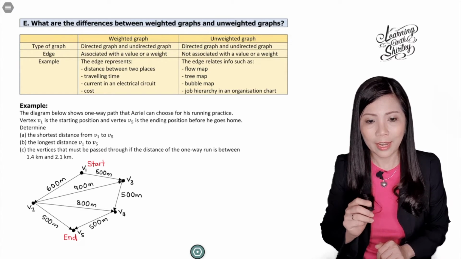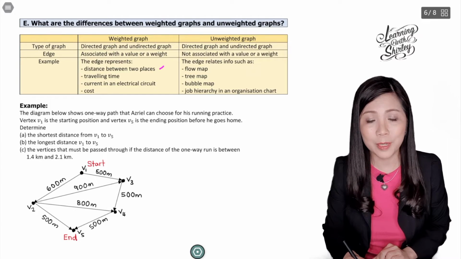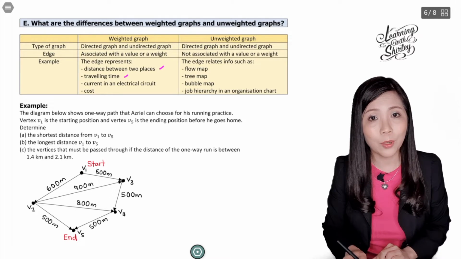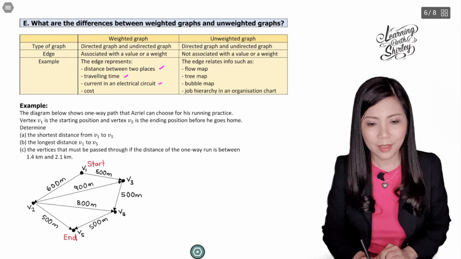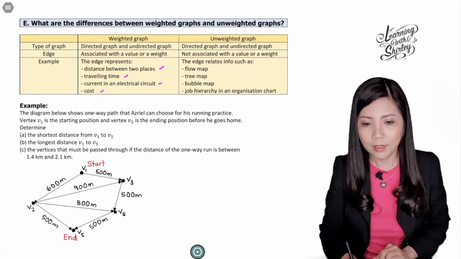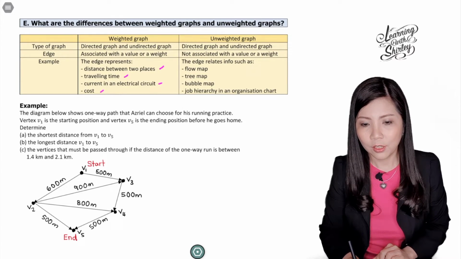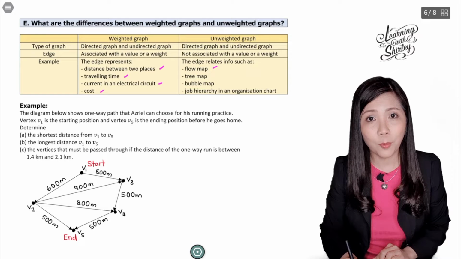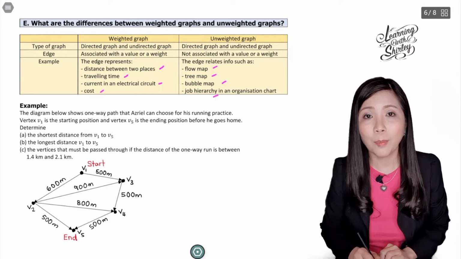Okay, let's look at the example in the table. For weighted graph, the examples are distance between two places, in kilometer or meter, then traveling time in hour and minutes, current in an electrical circuit in ampere, and cost in RM. So all this is under weighted graph. For unweighted graph, they're not associated with a value or a weight, so there's no value on its edges. For example, flow map, tree map, bubble map, and job hierarchy.